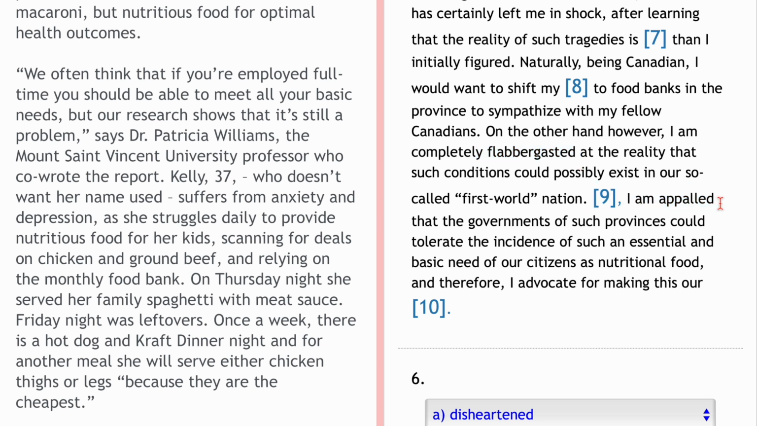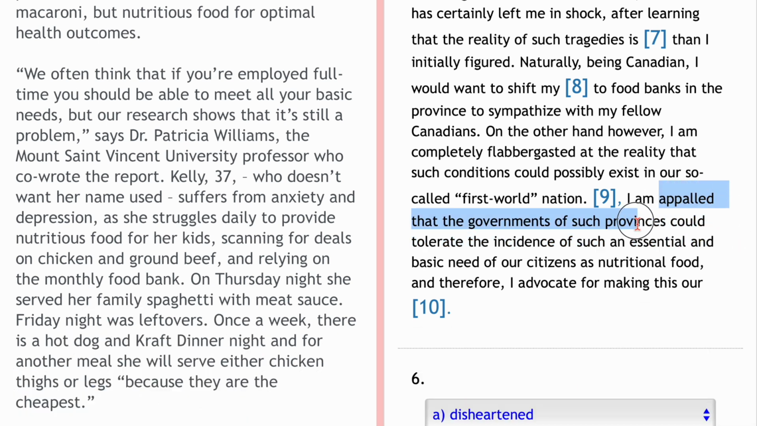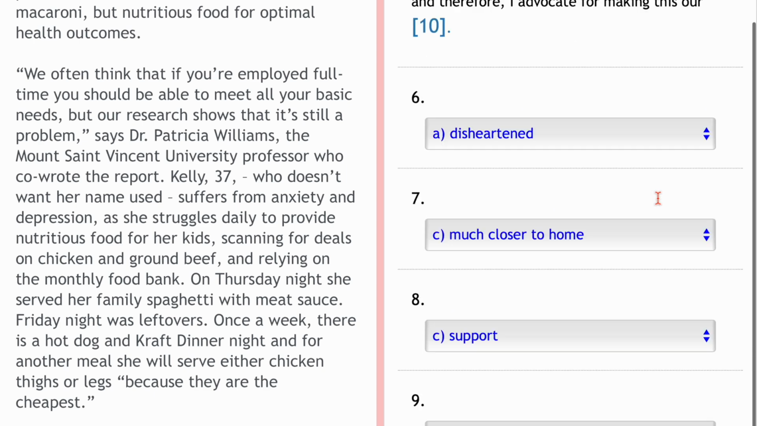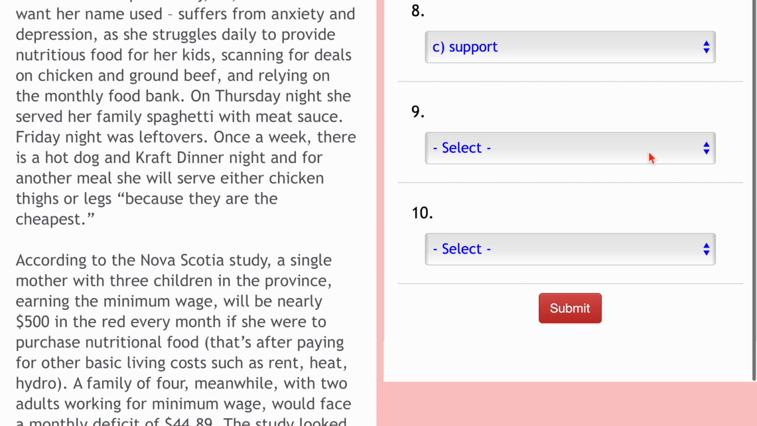I am appalled, so angry, shocked and angry, that the governments of such provinces could tolerate the incidence of such an essential and basic need of our citizens as nutritional food. And therefore, I advocate for making this our. So I'm flabbergasted. Sounds like a connector here. What kind of connector? Flabbergasted and appalled. Additional, probably.